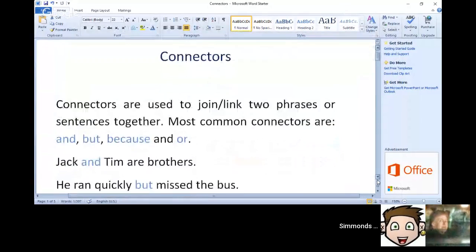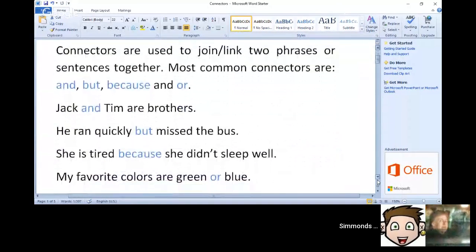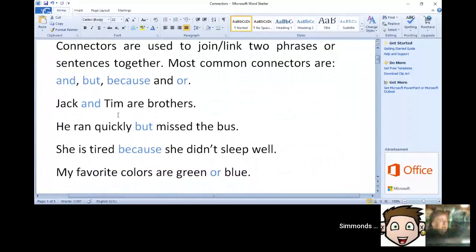And so what we'll do is take a look at these examples. Okay, so the first one is Jack and Tim are brothers, for example. We're joining the two names. Then we have here, he ran quickly but missed the bus. We could also say, but he missed the bus if you want. It doesn't matter. We know that he is implied. So we don't need to say it again if you don't want to, but you can to add emphasis. Question? Did I hear something?